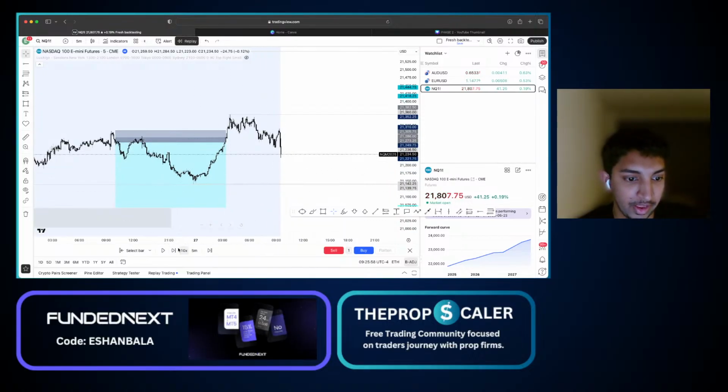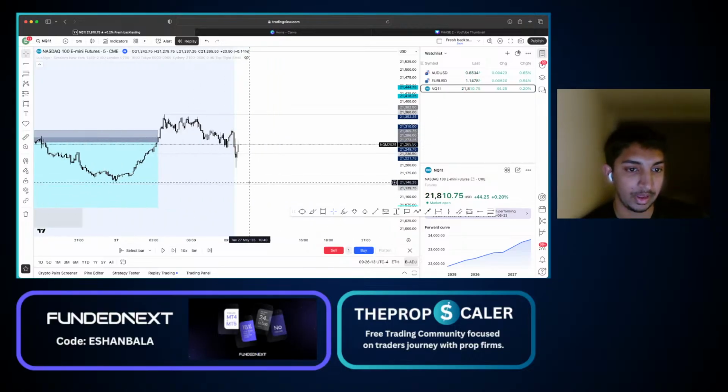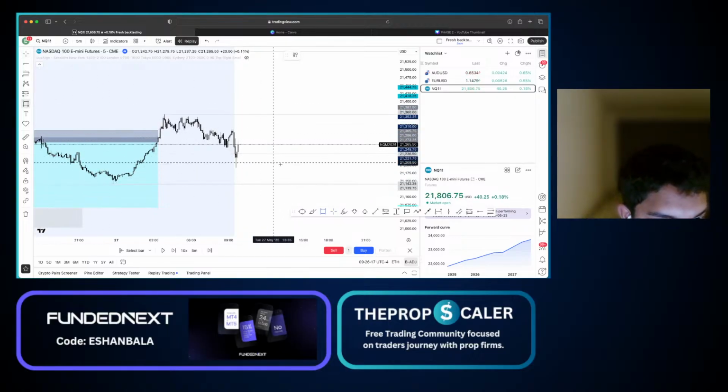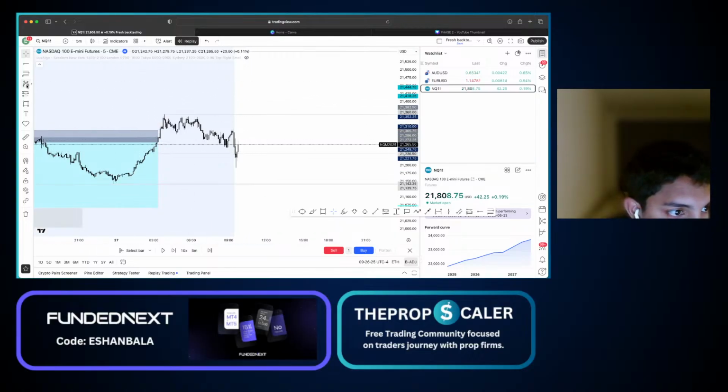So price has wicked one of the areas. We've continued, but we're not sustaining the move down. We've pushed up a bit, and we get a little bit of momentum now. It's almost like a little bit of an inverse fair value gap going on, as you can see here. So for me, that's enough to take a long position.